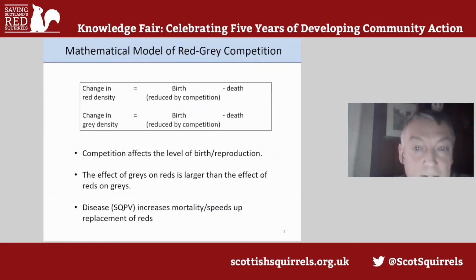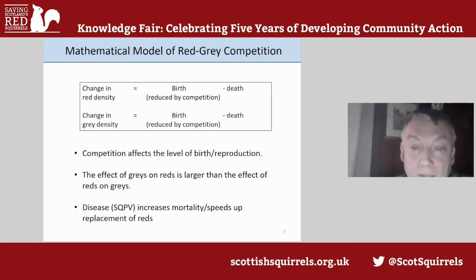Essentially, if you put all that together, you have the competition between the two species, and that potentially affects how many young they have, their births and reproduction. Then you have effects of gray squirrels on reds, but you also have effects of reds on grays, though usually the effect of grays on reds is much, much bigger than the other way around. And clearly a disease, squirrelpox virus, increases mortality of red squirrels.